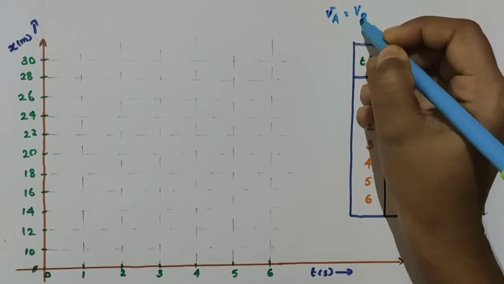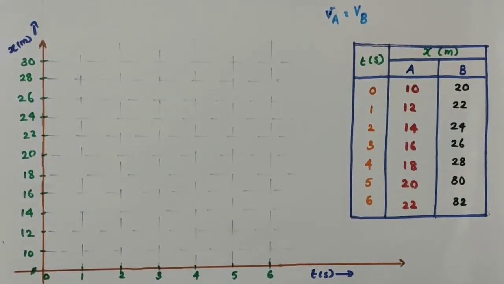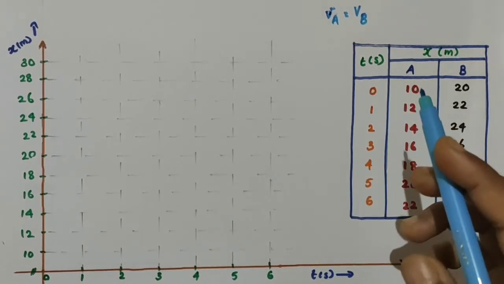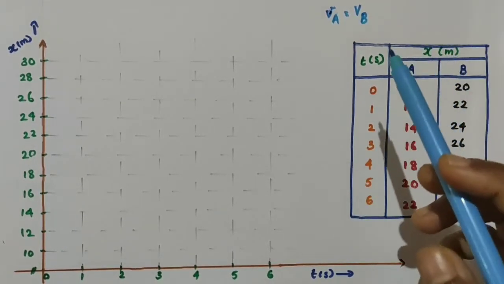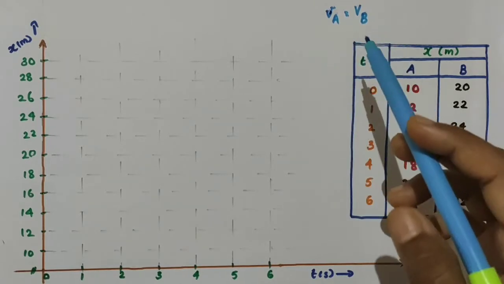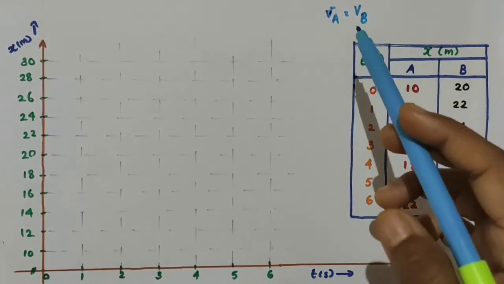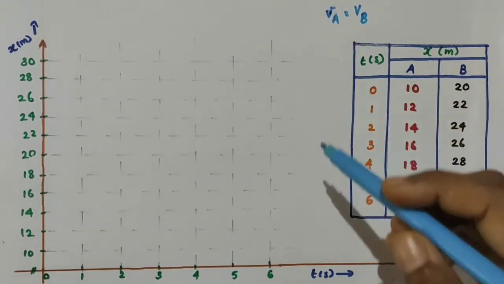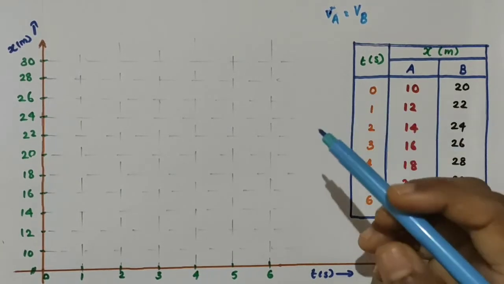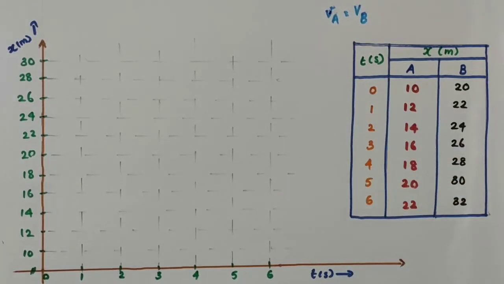So, VA equal to VB. If two objects A and B are moving along the same direction with the same velocities, that is VA equal to VB, then what will be the nature of their position-time graphs? That is what we are going to discuss now.